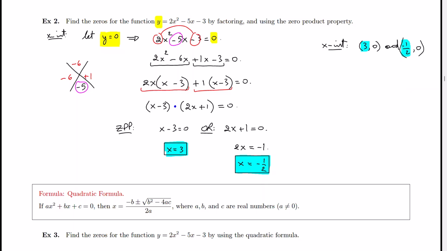So we could have done this problem using another method to find the 3 and the negative 1/2. We could have used the quadratic formula. The quadratic formula is just a shortcut so we can avoid doing all these middle steps. It's a formula that we can use to take us straight from the top line directly to the answer without having to go through the middle steps.